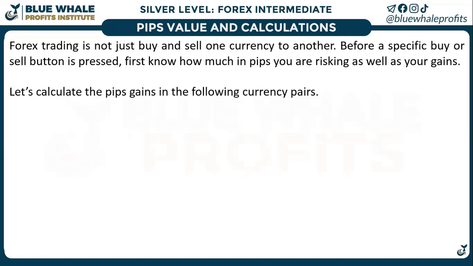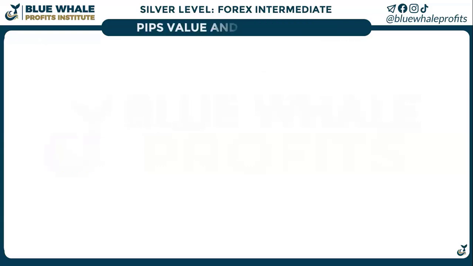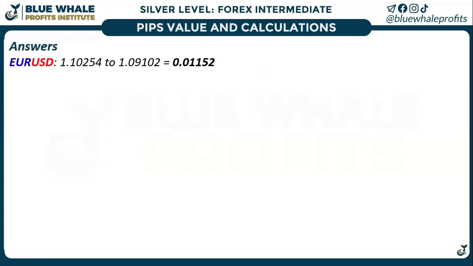So let's calculate the pips gained in the following currency pairs. Euro USD. So we said that 1.10254 to 1.09102. Euro JPY giving us 149.271 to 152.234. With that value, we can say that the euro moved from 1.10254 to 1.09102. Then we can see that the difference is 0.0115.